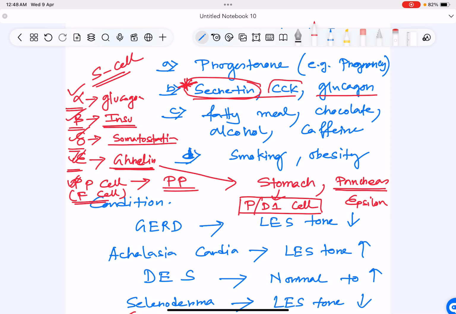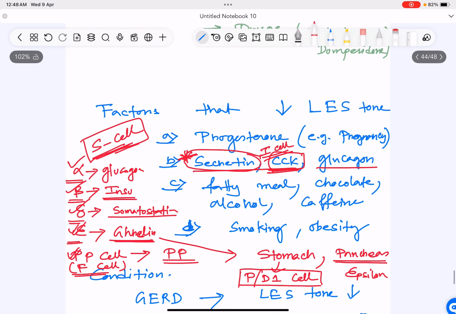And cholecystokinin is produced by I cells. So I cells of the duodenum will produce cholecystokinin. Cholecystokinin will go and tell the gallbladder to contract so that it releases bile into the duodenum. Remember the cell name for secretin, very easy. Remember the cell name for CCK, cholecystokinin, it is I cell.